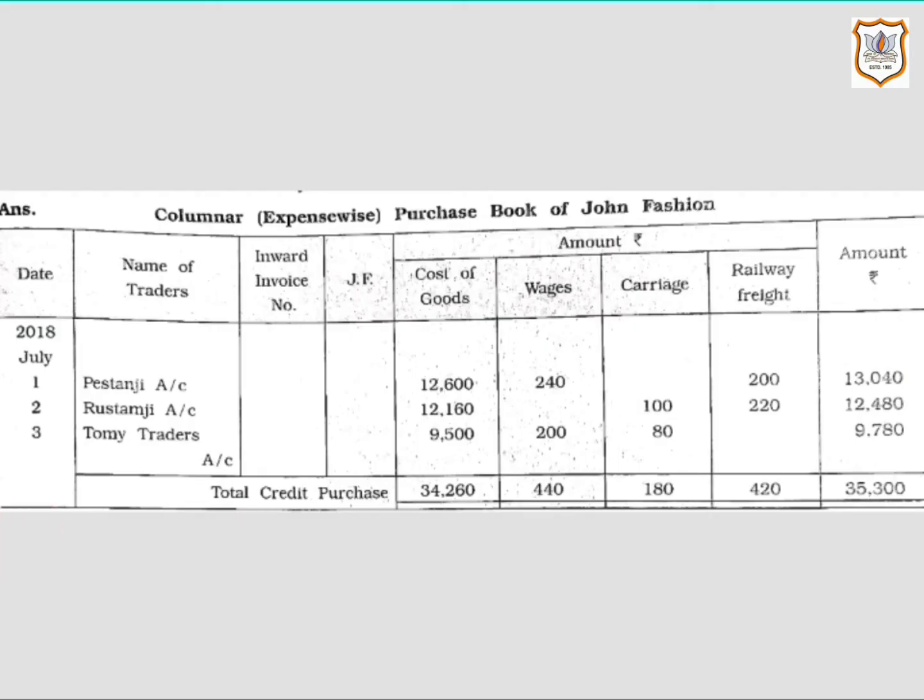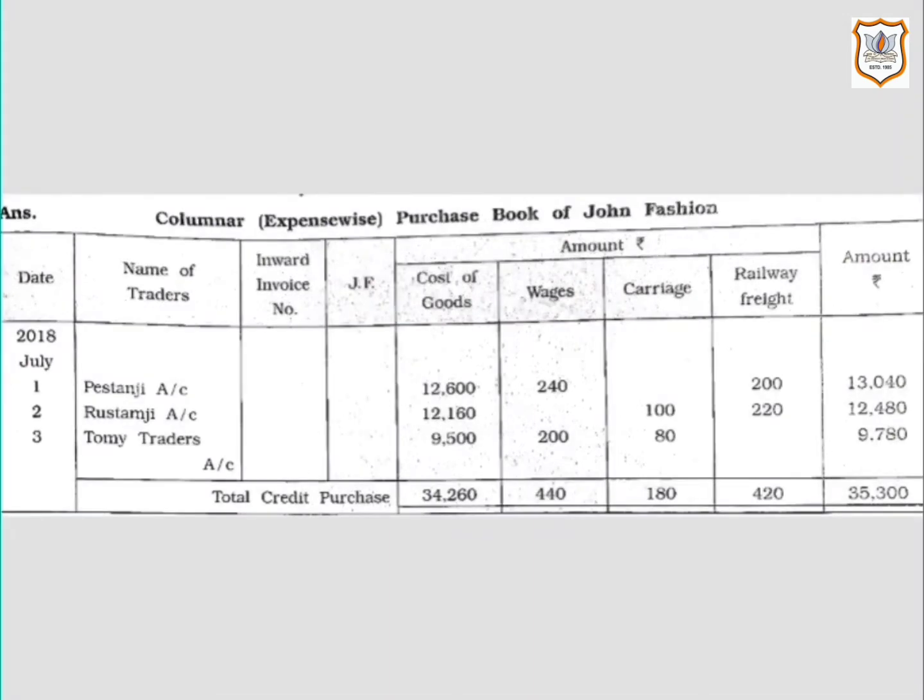Then let us have a look at the purchase book once again. In the first transaction it is clear that we have purchased goods worth rupees 12,600 from P.N.AMERSEY, and with that there are our expenses like wages 240, railway freight 200, and the total amount is 13,040. Similarly we will record transactions second and third in the same manner.